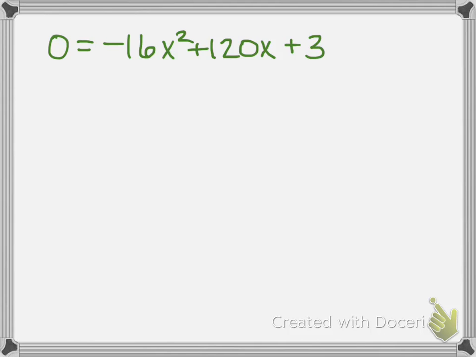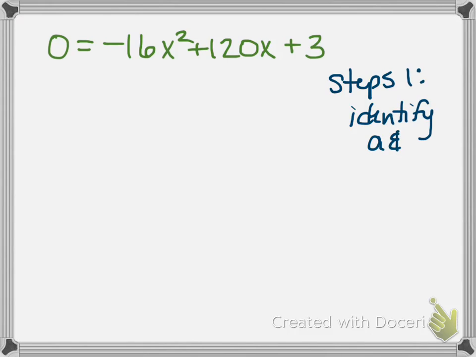So, some steps to using the quadratic formula. Step 1: Identify a, b, and c, because we need them for the formula. If you're written in general form and you're written with the highest degree first, then we have a, b, and c.